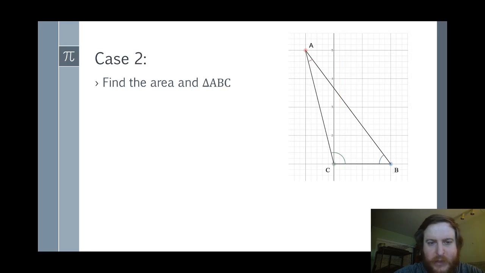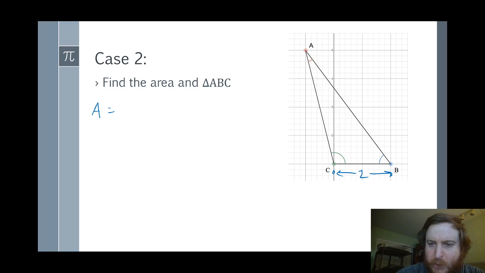So on case 2, find the area of triangle ABC. So this is where we want to be very careful about what we're counting by. Okay. This is counting by each big box you can see is 1. So this is at 0, this is at 1, this is at 2. Right? Each big box is counting by 1. So this width here is a width of 2.